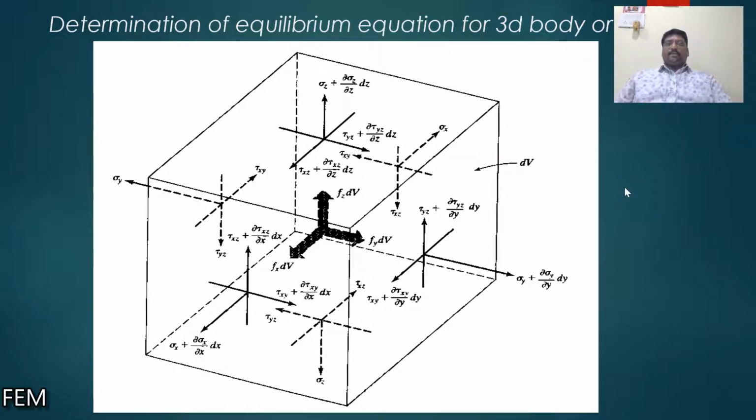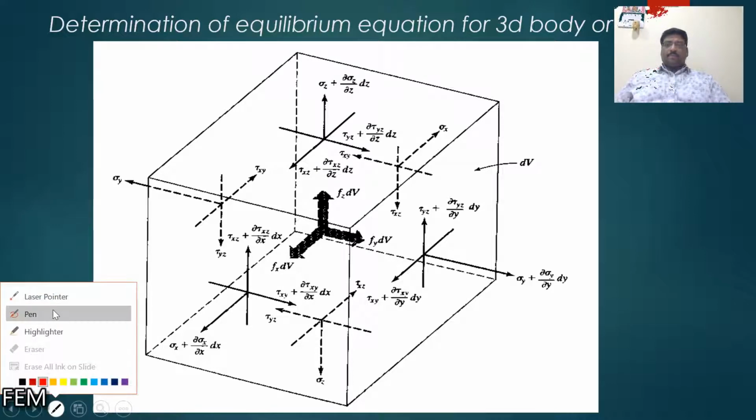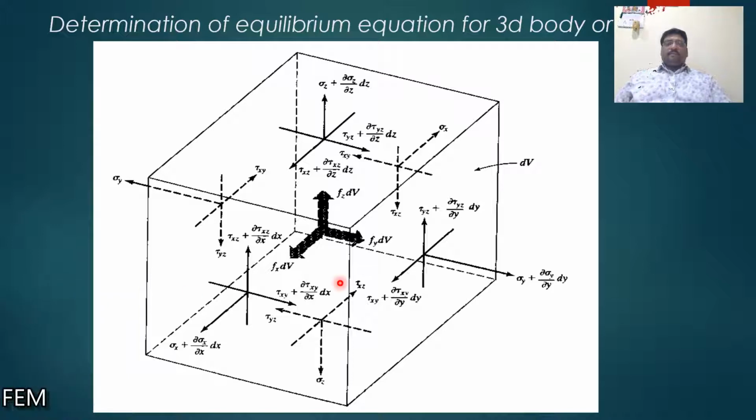So the next topic is the derivation of equilibrium equations for a three-dimensional body or element. This is a three-dimensional body which is subjected to different types of forces. In a one-dimensional body, the stress developed is only the axial stress, in the particular direction in which the load is applied. Similarly, for a two-dimensional body, we have three stresses: two axial stresses and one shear stress, which correspond to the strains.